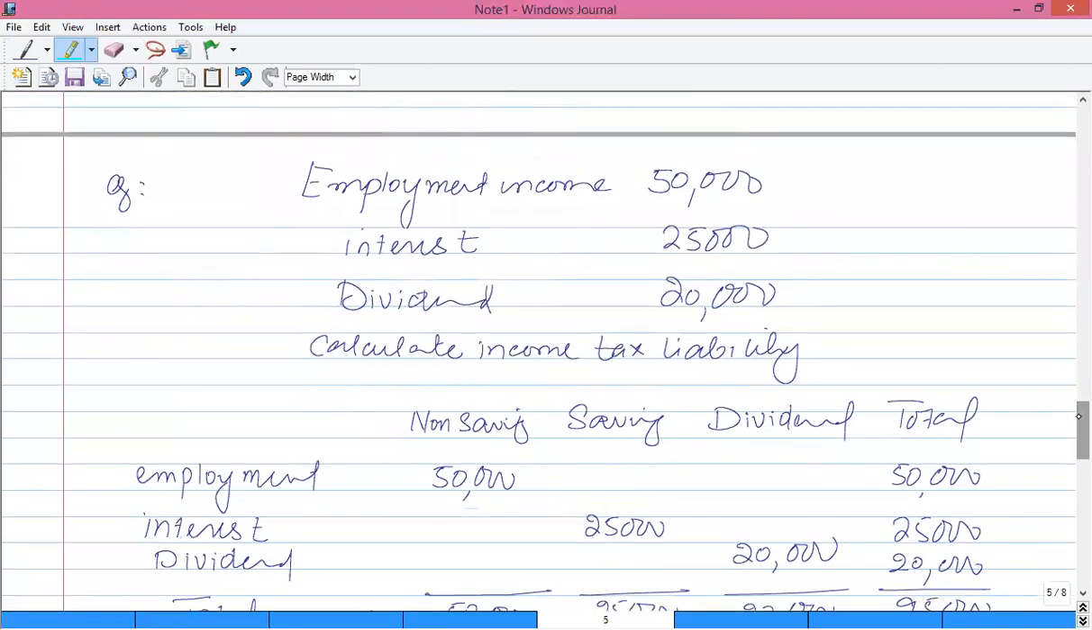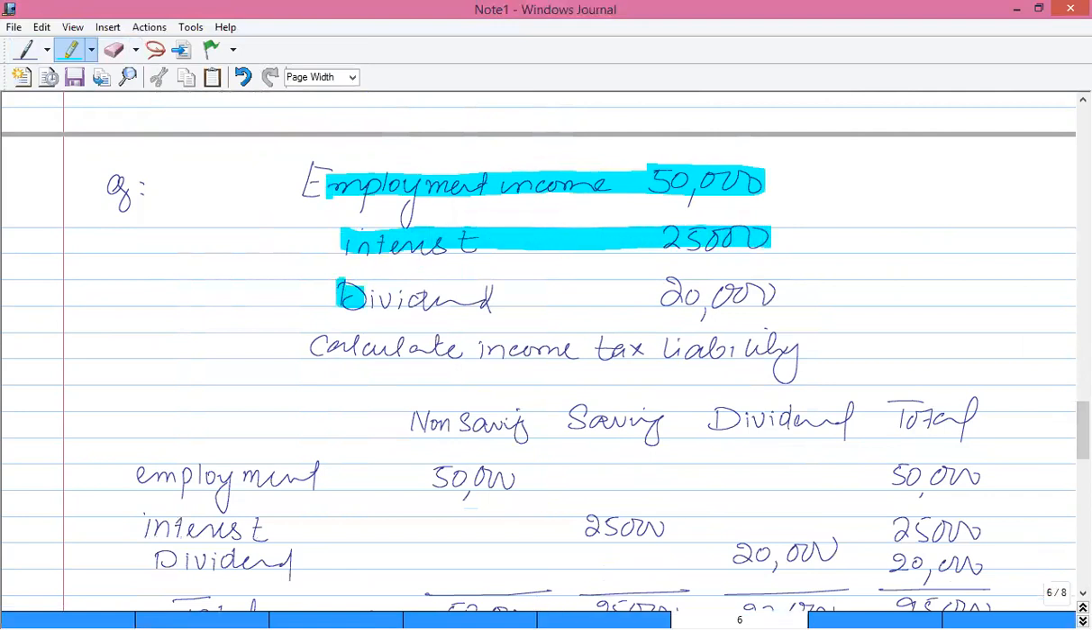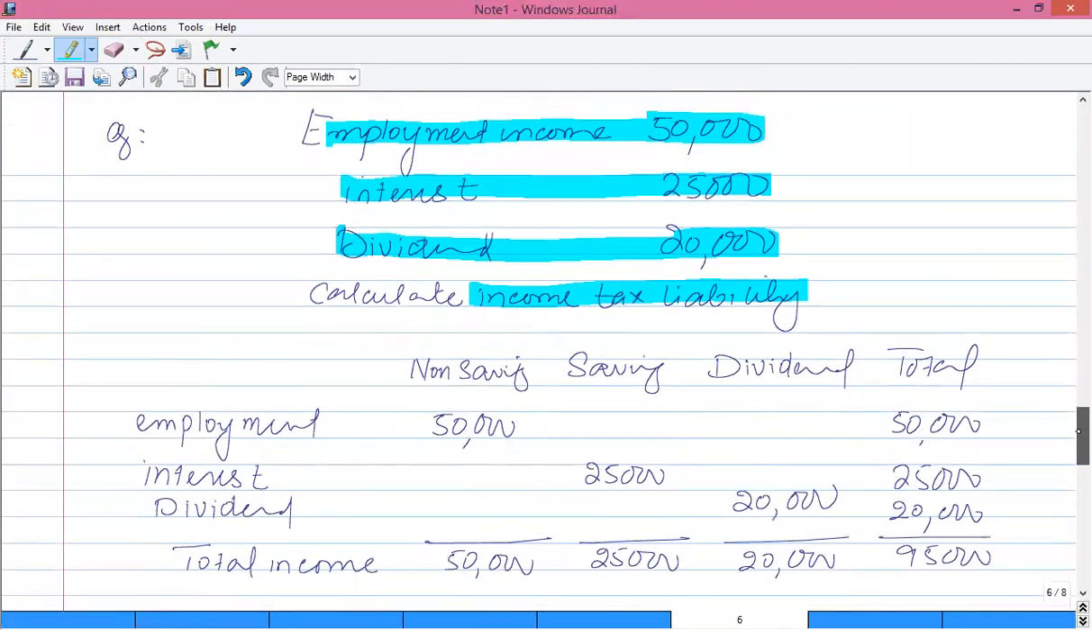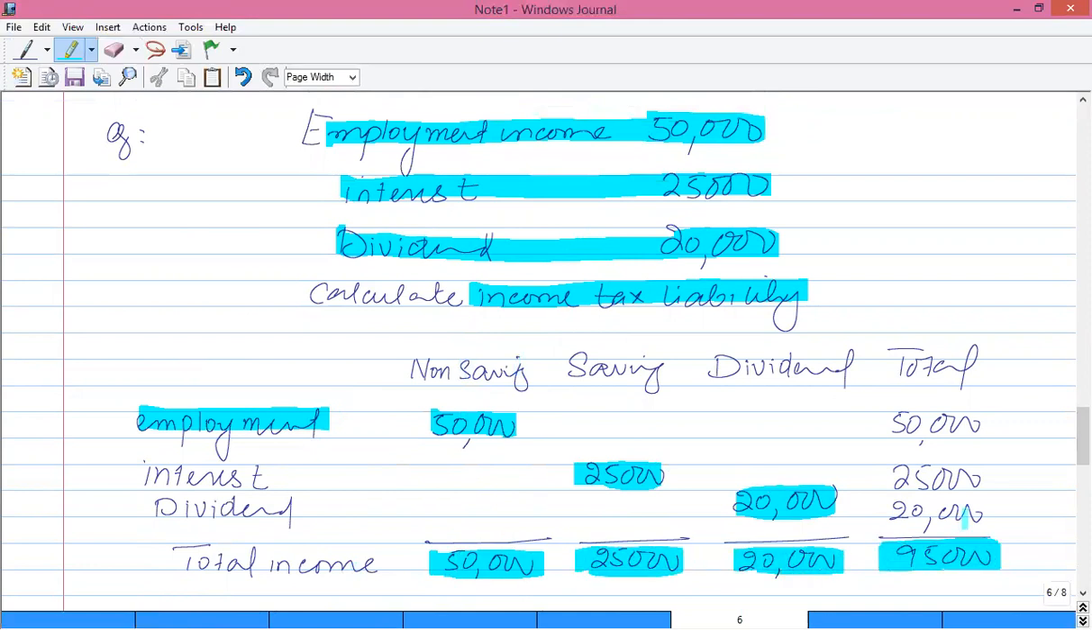Let's see another example. The non-saving income is 50,000, employment income. Saving income is 25,000, and dividend income is 20,000. Calculate the income tax liability. In this example, all forms of income are available, so let's see how we can compute the income tax liability. First of all, put all these values in the format: non-saving income 50,000, saving income 25,000, dividend income 20,000.